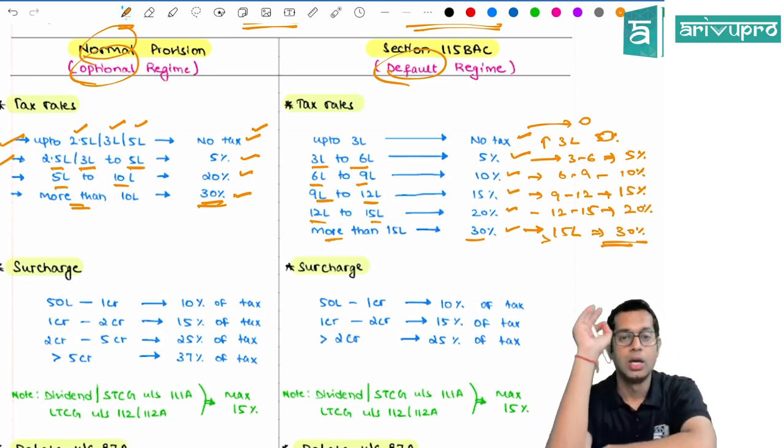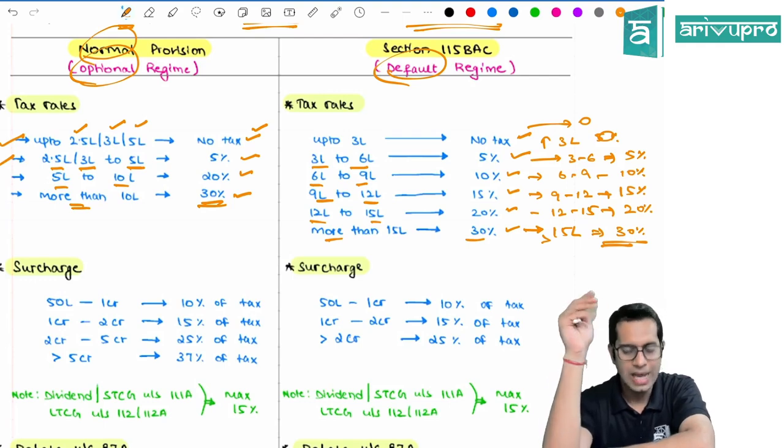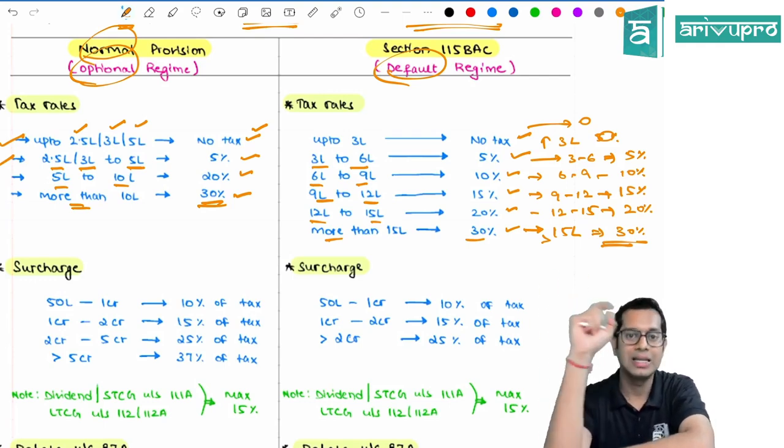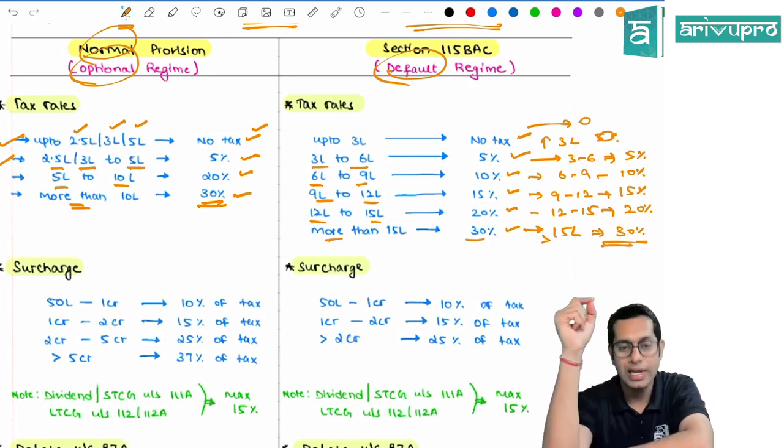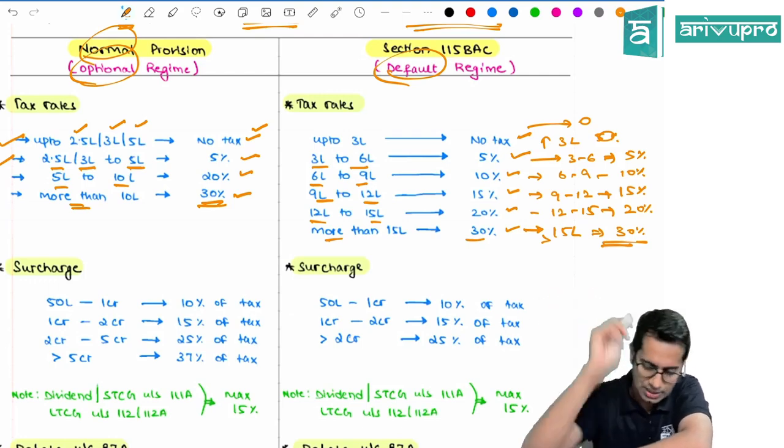Okay. 115BAC, up to 3 lakh rupees of your income, no tax. 3 lakhs to 6 lakhs, 5%. 6 lakhs to 9 lakhs, 10%. 9 lakhs to 12 lakhs, 15%. 12 lakhs to 15 lakhs, 20%. And more than 15, 30% is the tax rate.